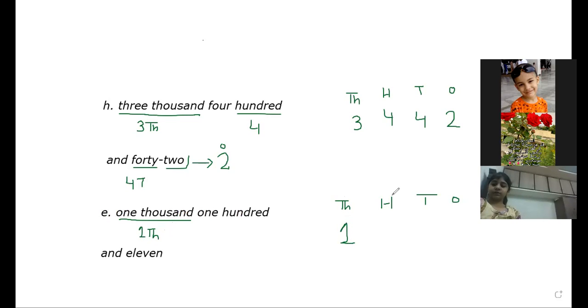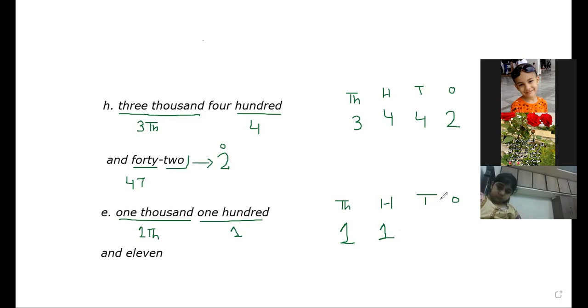Now the turn of 100. I'm going back to our question. Find how many hundreds we have here. How many hundreds do we have? 1. Again we have 1. So I'm going to write 1 under 100.